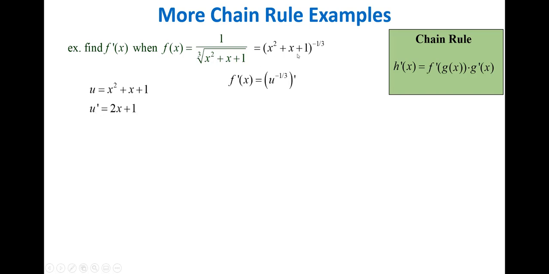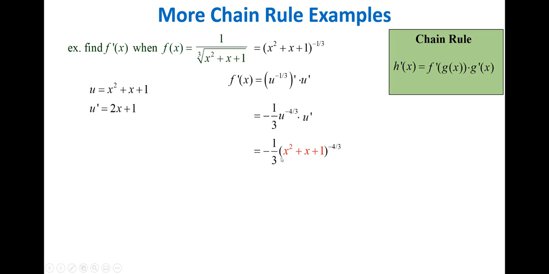And then this will come down here as u to the negative 1/3, and that'll make f prime of x u to the negative 1/3 prime times u prime. Again, can't say it enough. Derivative of the outer function times the derivative of the inner function. This, I'll use power rule to find the derivative. It'll be negative 1/3 u to the negative 4/3 times u prime.